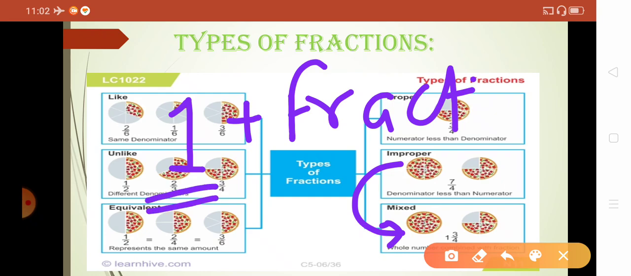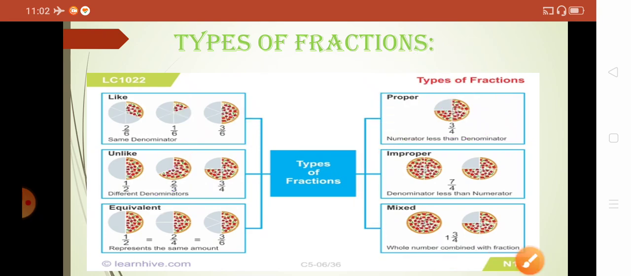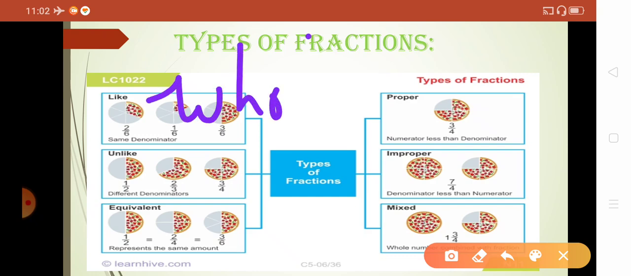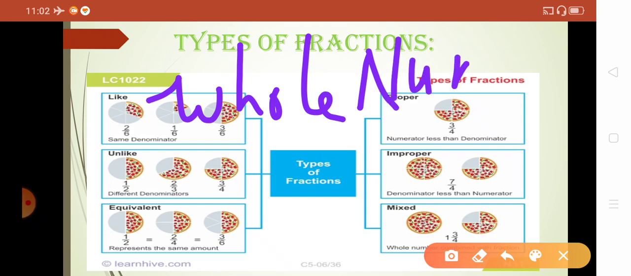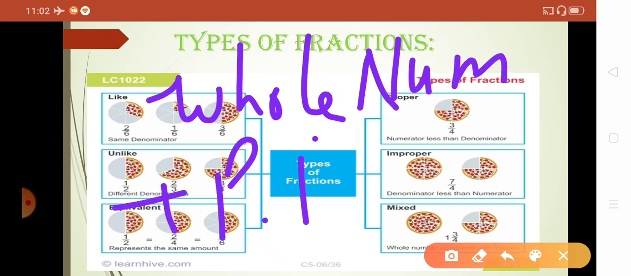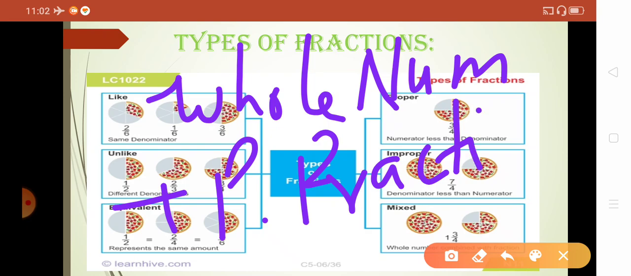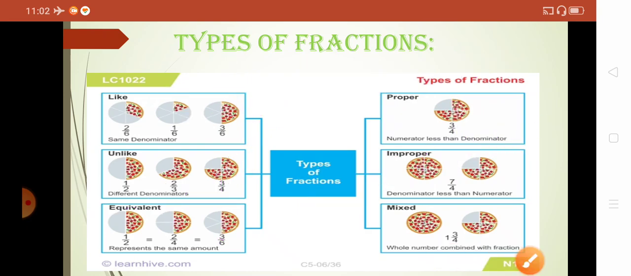That means you have a complete number and a proper fraction value in a mixed fraction. So a mixed fraction is a type of improper fraction in which we write it as a complete number plus a proper fraction. So that is a mixed fraction. So there are a total of 6 types of fractions: like fractions, unlike fractions, equivalent fractions, proper, improper and mixed fractions.